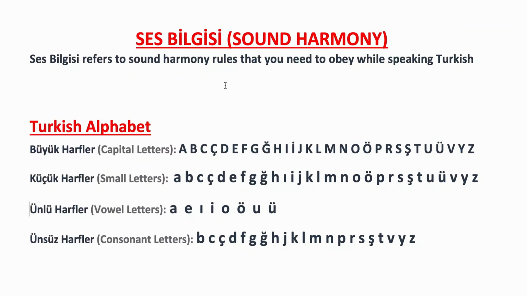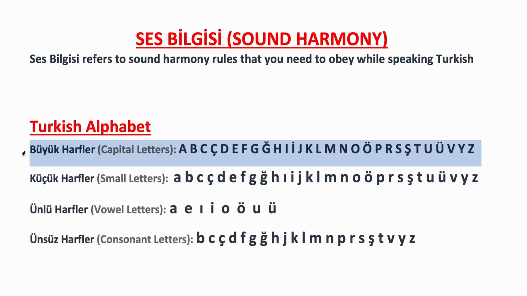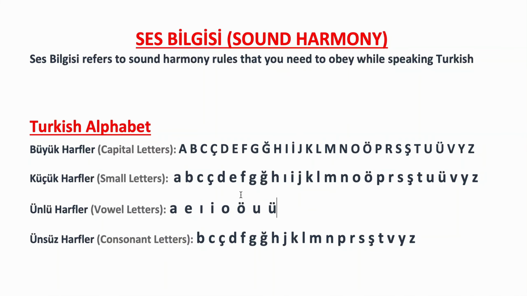Ses Bilgisi, which is called sound harmony, explains how sounds work and change in Turkish. It will help you speak more naturally and correctly. First thing we need to talk about is the Turkish alphabet. The Turkish alphabet is a variant of the Latin alphabet. There are normal letters and their capital forms. You are already familiar with most of them. Let's look at the pronunciation now.